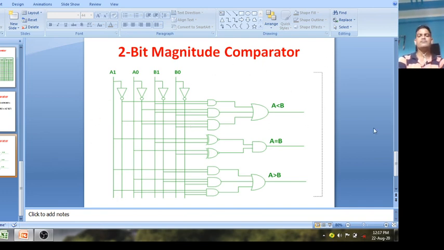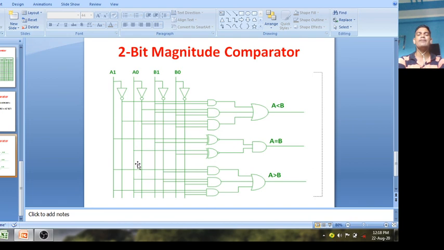By using this method, you can draw the combinational circuit of either 1-bit or 2-bit or 3-bit or 4-bit. In the case of a 3-bit magnitude comparator, what will happen? There will be 3 bits, A2 A1 A0 and B2 B1 B0, but the outputs are again only 3: A greater than B, A equal to B, or A less than B. In this case, the total possible combinations are 2 to the power 6.